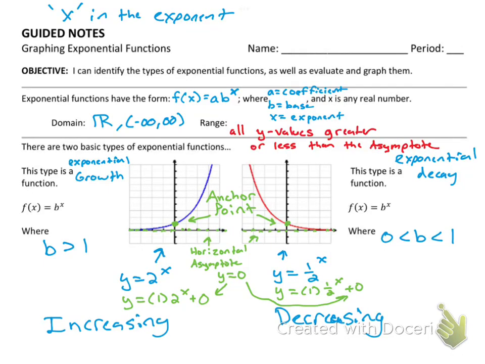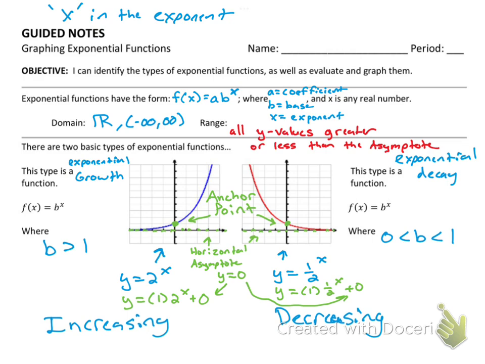So, right here, exponential functions have the form f of x equals a b to the x, where a is the coefficient, b is the base, x is the exponent, okay? Exponential functions, x in the exponent. In our exponential functions, our domain is going to be all real numbers, so from negative infinity to infinity.